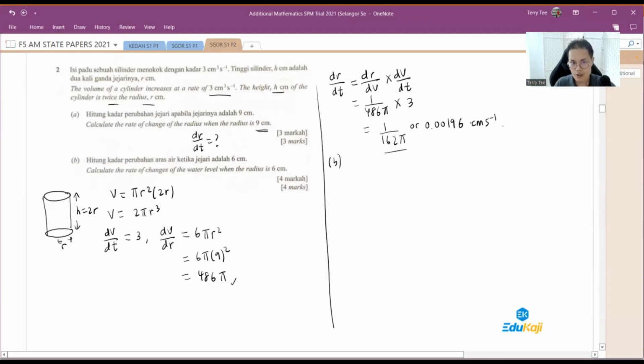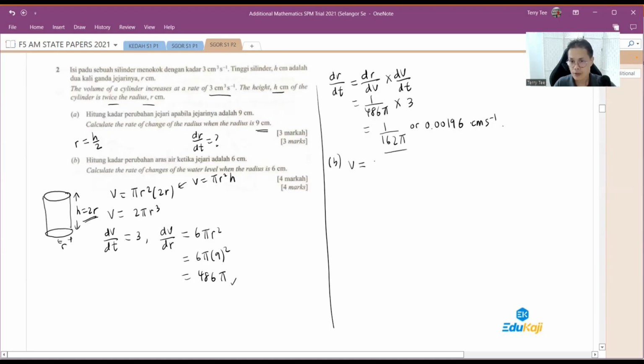Now, calculate the rate of change of water level when the radius is 6. Okay, now I want to find my dH dt. Now, the problem is I need to go back and find V in terms of H. Yeah, I need to form another equation. We know that volume earlier from here is pi r square H. So if you're finding dH dt, I must have V in terms of H. And we know that height is twice the radius. So your r is H over 2, right? Your radius is half of your height.